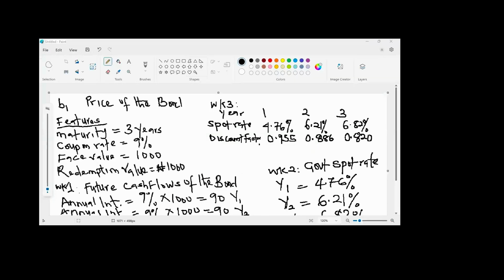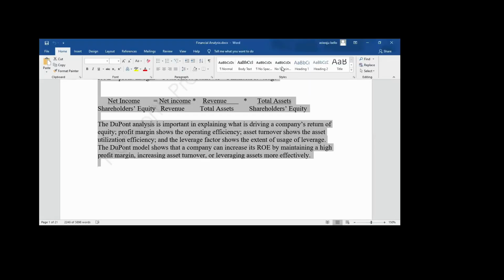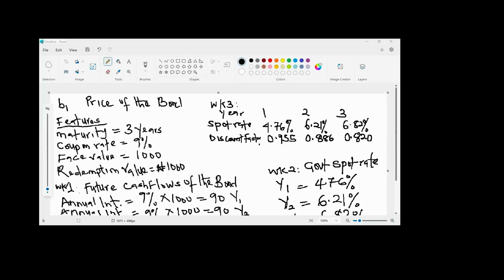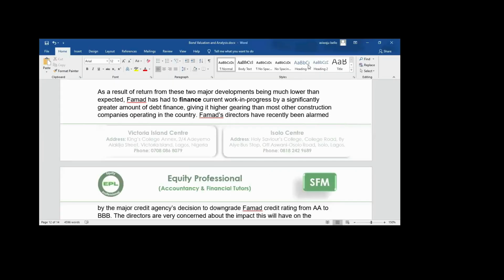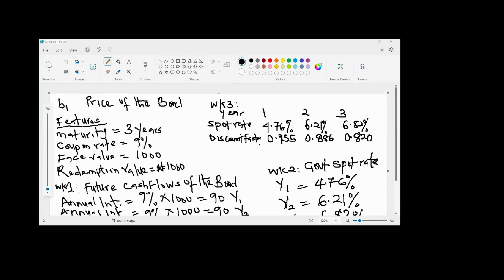In fact, I'm going to reshare two materials. I'm going to share the bond valuation material again. Why am I sharing that material? Because there are some notes I explained there. You can pick it. Also, I'm going to reshare the statement of financial position material again. All right, let's go to it. Let's share.